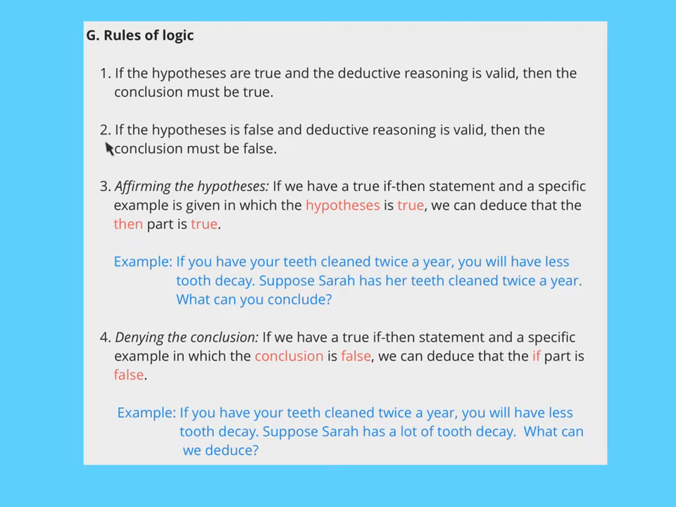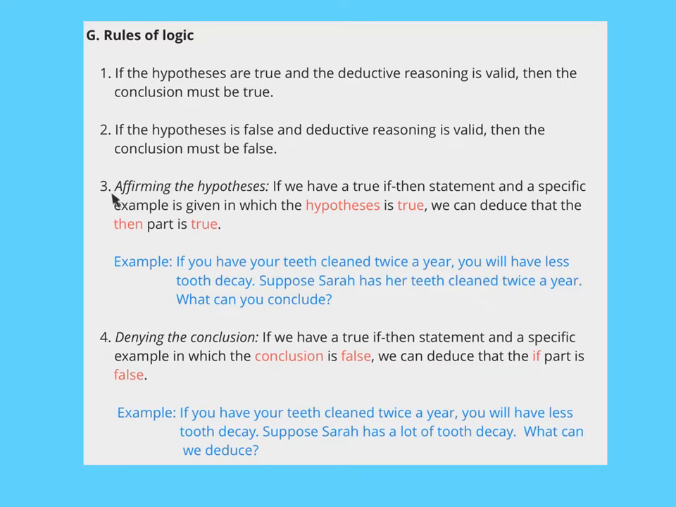Number 2 tells us, though, that if our hypotheses are false, which is what we looked at on that last slide, and our deductive reasoning is valid, then the conclusion must be false. So those 2 things there we should feel pretty good about. If we have true statements and true facts and we follow our deductive reasoning, we're going to get a true conclusion. If we have facts that are really false, we're going to end up with a false conclusion.